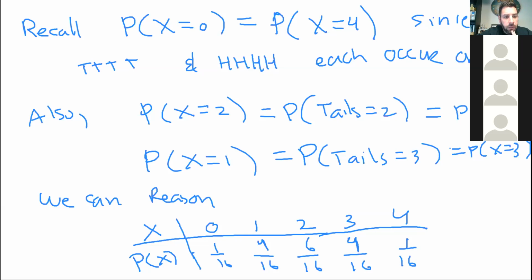Any quick questions? So again, if you're not sure, write out all the outcomes where you get exactly 2 heads, and you'll see that there's 6 of them. Again, you could write it all out if you want, but we should be confident that this is correct because all these numbers add up to 1. If I add all these fractions up, I get 16 over 16, which is what I'm supposed to get.